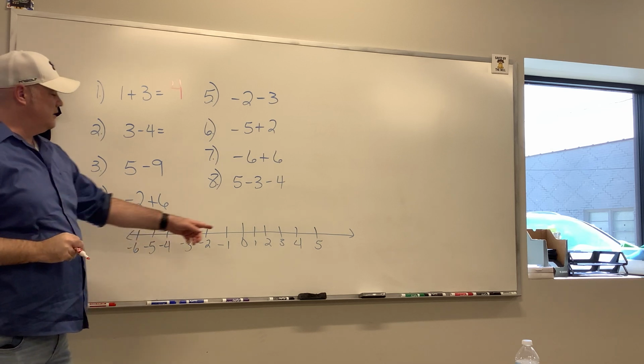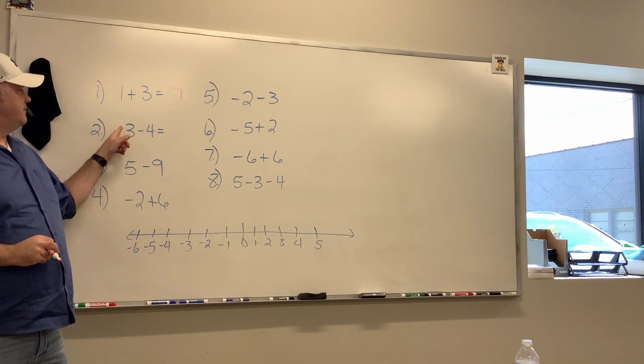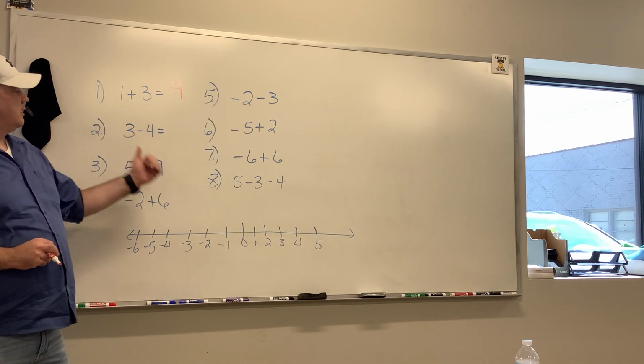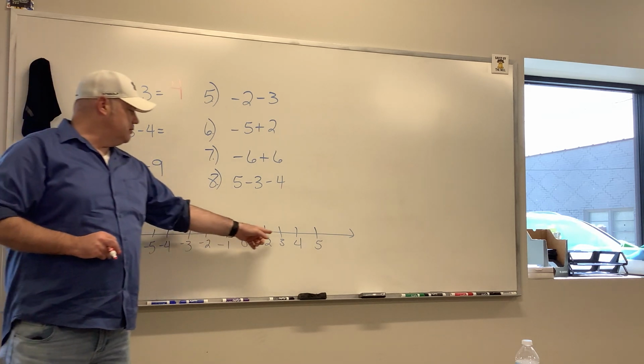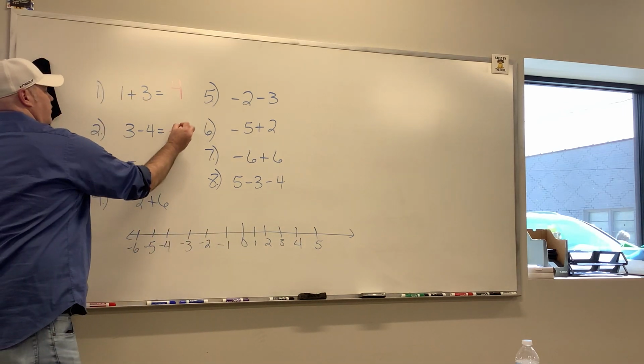Okay, 3 minus 4. This time we've got a positive 3. Remember that positive's invisible there. Okay, and the reason we know that's because there's not a negative out front. And so it's a positive 3, but we're going to go 4 in the negative direction. So we're 3, we're going to go 1, 2, 3, 4, puts us at -1.